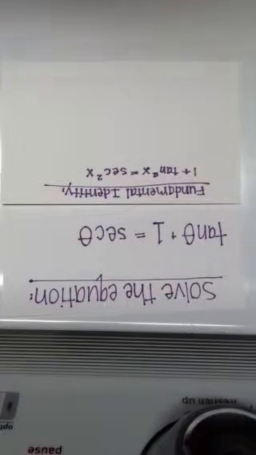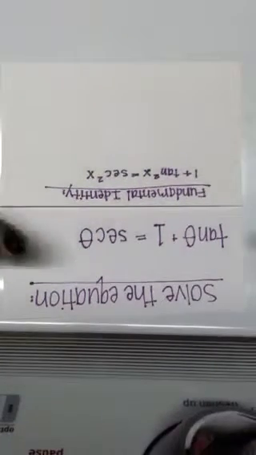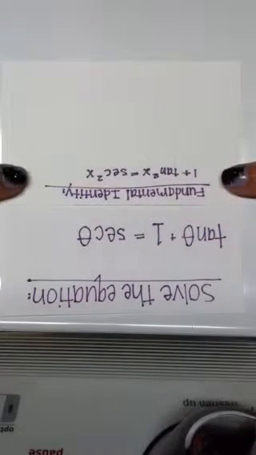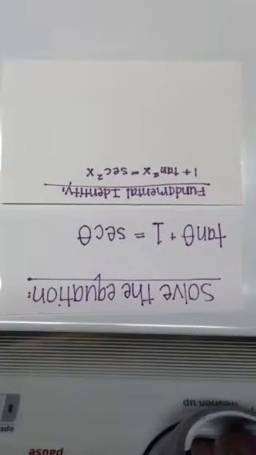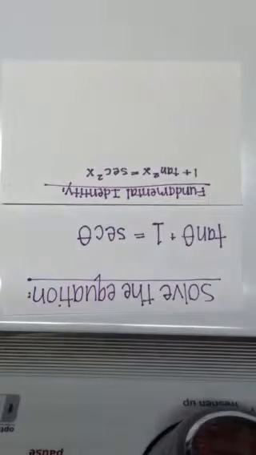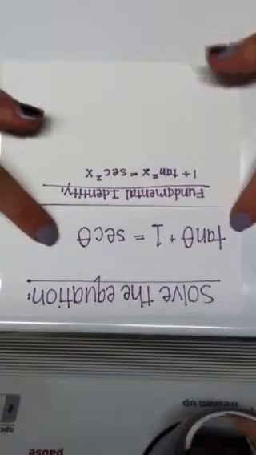So we have to think if there's a way that we can make this equation look like this identity. And a way we can do this is by squaring both sides of this equation. Alright, so we square both sides and we end up with this. Tangent squared of theta plus 1 plus 2 times the tangent of theta is equal to secant squared of theta.